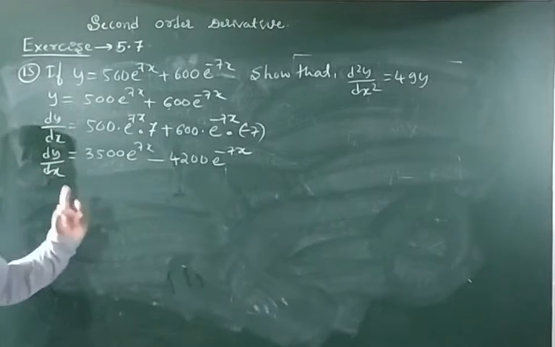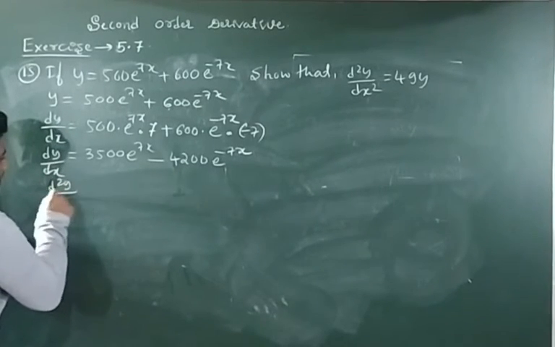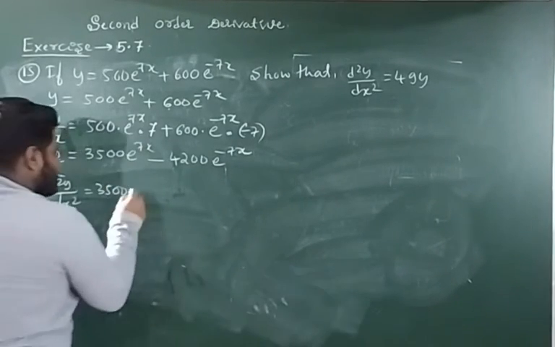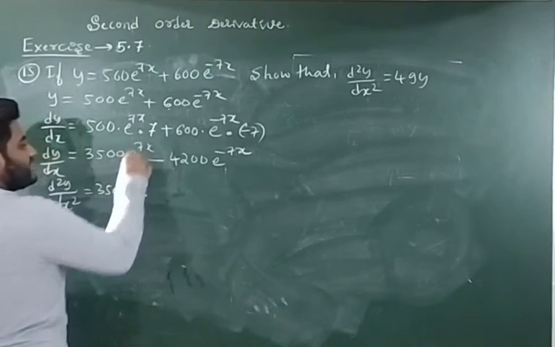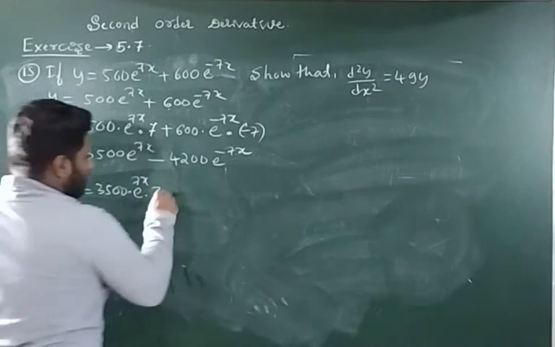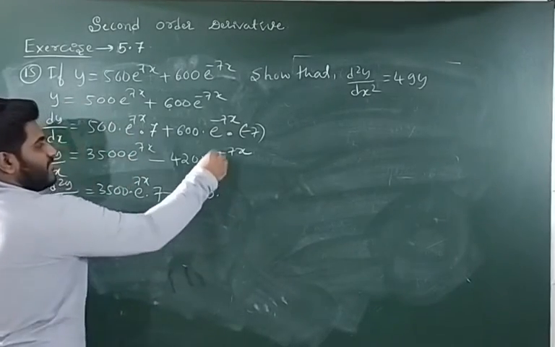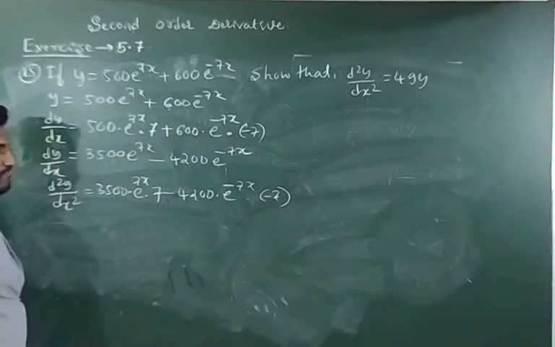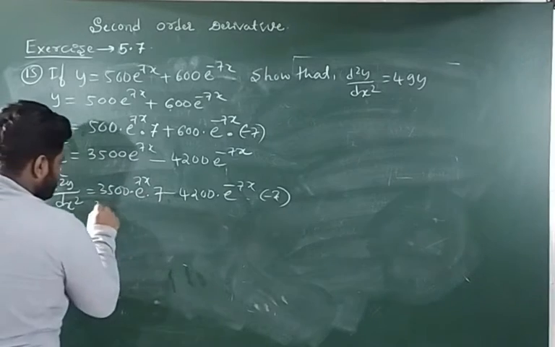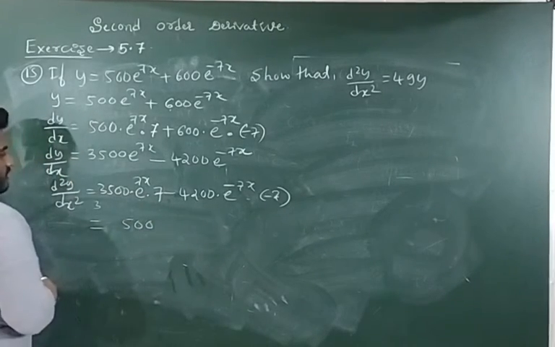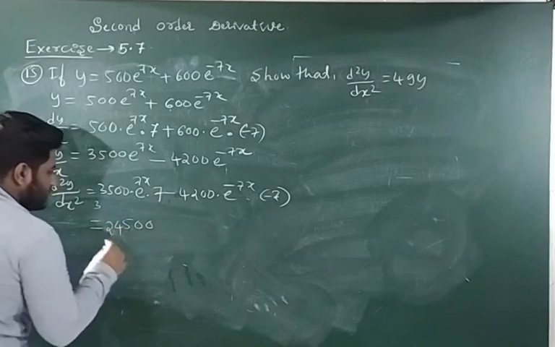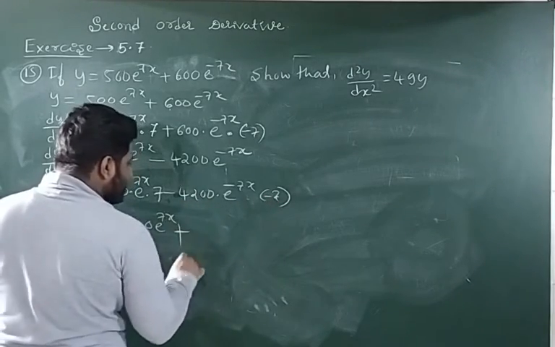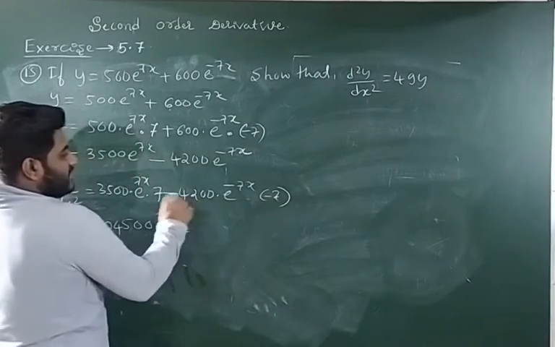Now we have to find d square y by dx square, so again we have to differentiate. 3500 into e raised to 7x; the differential of e raised to 7x is e raised to 7x into 7. Minus 4200 is constant; the differential of e raised to minus 7x is e raised to minus 7x into minus 7. So again multiply here: 24,500 e raised to 7x. Minus minus we are getting a plus. Again multiply 7 with this 4,200.